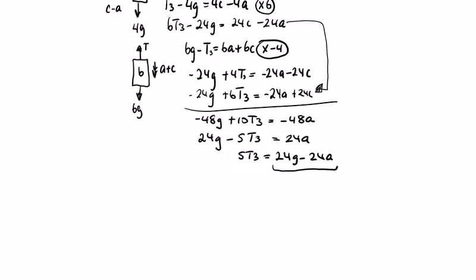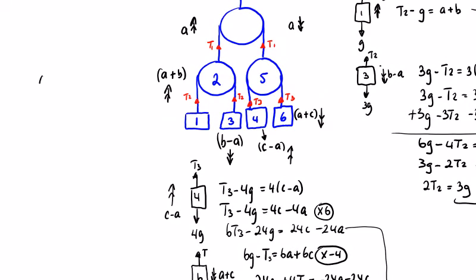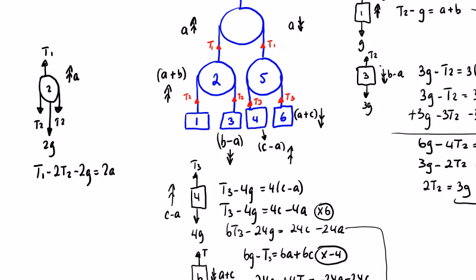So let's have a look at the 5 and the 2. We don't have room, we could do it over to the left here. Okay, let's look at the 2. T1 is going up, and the T2 is coming down. So we have 2g, and it's going up with an acceleration of a. So we're going to have t1 minus 2t2 minus 2g is equal to 2a.